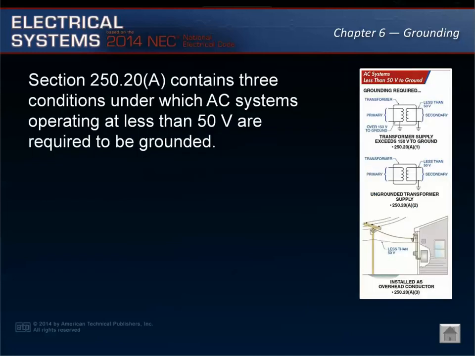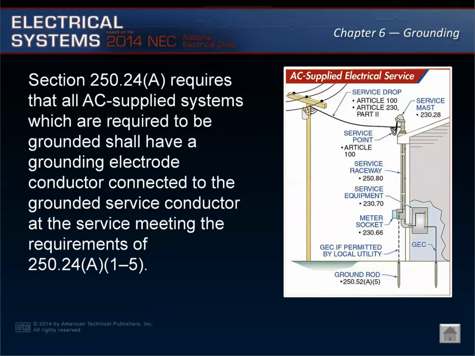The second condition under which AC systems of less than 50 volts are required to be grounded occurs when the system is supplied from a transformer that is ungrounded. Per Section 250.20(A)(2), the low voltage system is required to be grounded because the supply system is ungrounded. Section 250.20(A)(3) requires AC systems of less than 50 volts to be grounded when they are installed outside as overhead conductors.